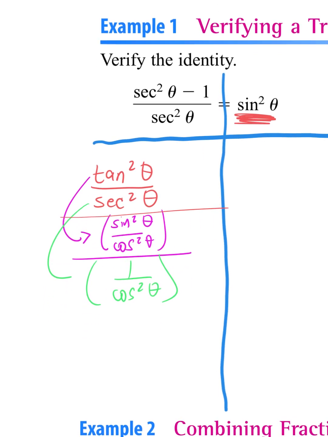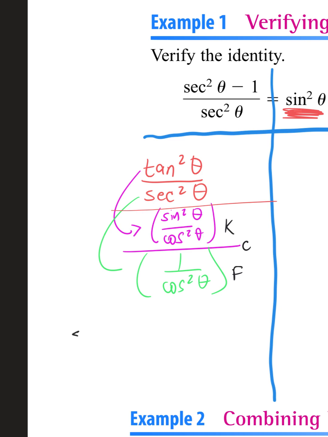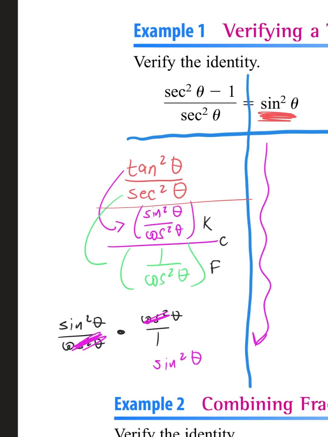Algebraically, what am I looking at? A fraction divided by a fraction. So we keep, change, flip. I have sine squared over cosine squared times, what happens? Flip it, so cosine squared over 1. Agreed? Now what happens? The cosines cancel, and you're left with sine squared theta. Is that what we were trying to get to? So sine squared theta equals sine squared theta.